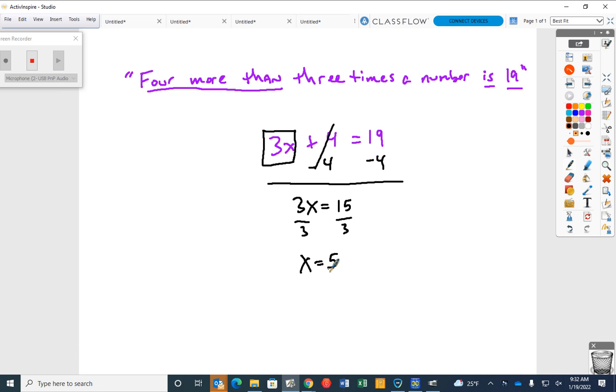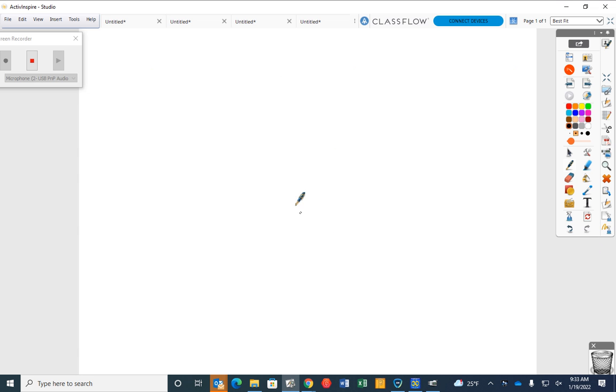Do you understand what we did there? The ones that are tricky are the ones that involve subtraction. Let's try a few more of these. Okay, let's try this one: 5 is 7 less than twice a number.